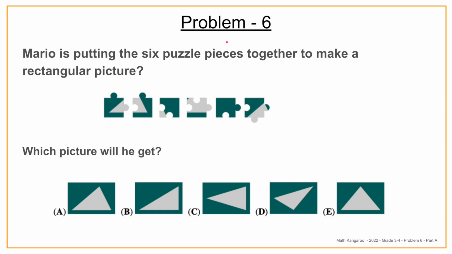Problem 6. Mario is putting the 6 puzzle pieces together to make a rectangular picture. So these are our pieces and he puts them together to make one of these pictures. Which picture will he get? To solve this, we will first look at all the pieces, observe how they fit together, and then we will reach our conclusion.